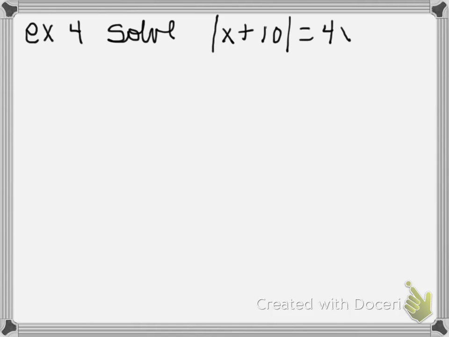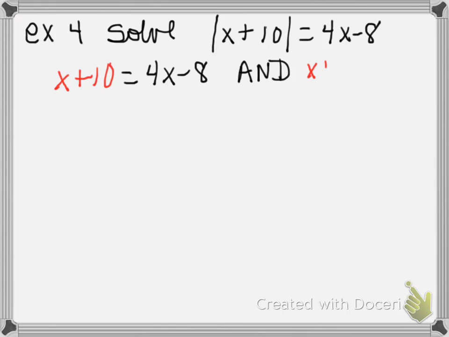Absolute value of x is equal to 4x minus 8. We're going to take it out of the absolute value and set it equal to a positive 4x minus 8, and then we're going to take it out of the absolute value and set that whole thing equal to a negative, so we have to enclose it in parentheses. We put the whole right side in parentheses. We're going to solve.